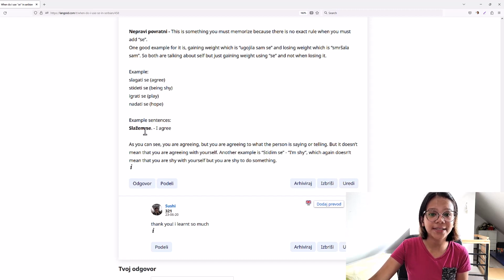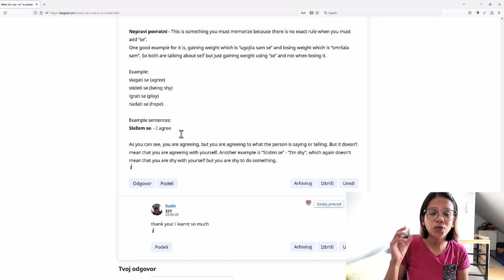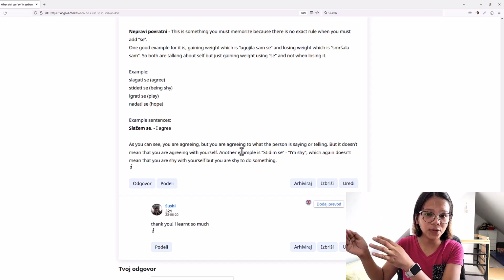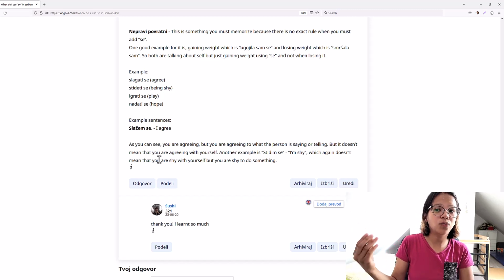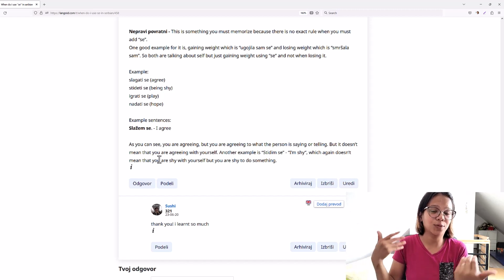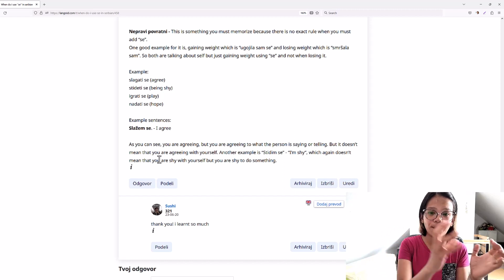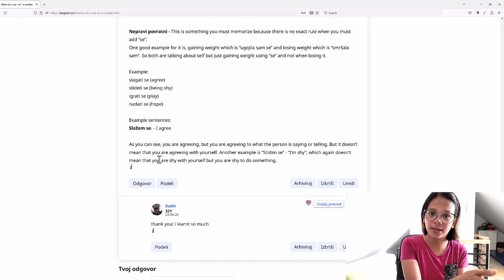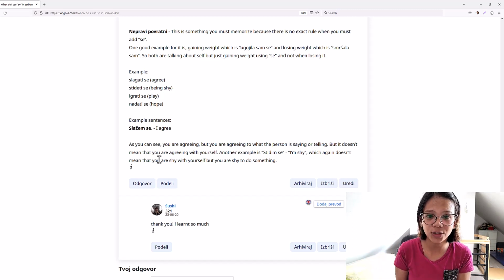Example sentence is slažem se, I agree. When you agree with someone who is talking or advising, you say, okay, slažem se. You are agreeing. But you are agreeing with what the person is saying or telling. It doesn't mean that you are agreeing with yourself because you put se, slažem se. Instead, you are agreeing with that person about what he or she is telling. You put se because it needs to have se. So, I agree, slažem se.